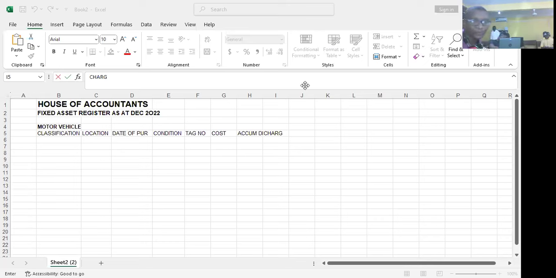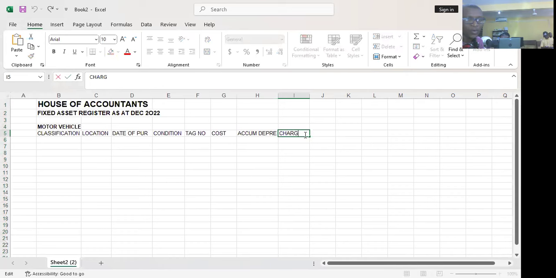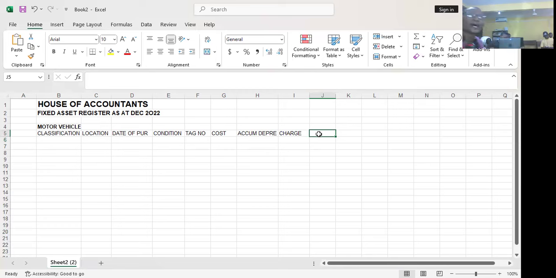From where we stopped, we have accum depreciation. We have charge for the year. Or let me say charge, yeah? But what we call it is charge for the year. You understand? After charge for the year, we have carrying value. We have depreciation year.